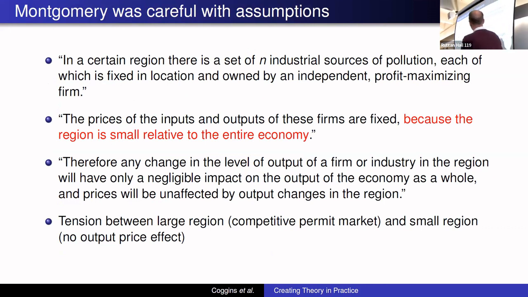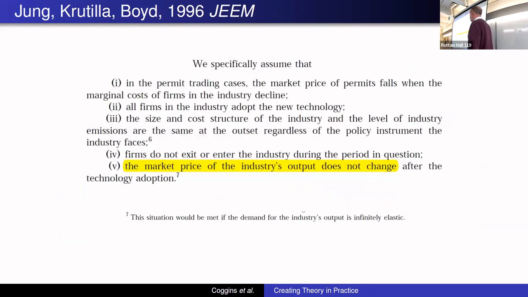There are end sources, they're fixing location, they maximize profits, and the prices of outputs and inputs are fixed because they're small compared to the bigger economy. He's explicit that prices are not changing, input or output prices. Here's a paper that followed Montgomery and actually says, we are assuming prices don't change.